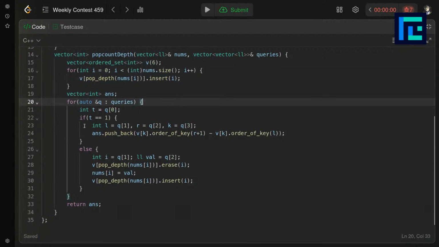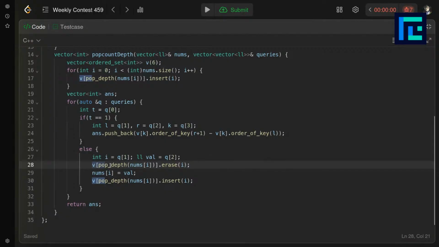Now for each query, I'm finding the type of query. If it's type 1, I find L, R, K. I simply add ordered set K minus order of key R plus 1 minus order of key L, right? Otherwise, this is a change type query. I have to change the ith element to value.